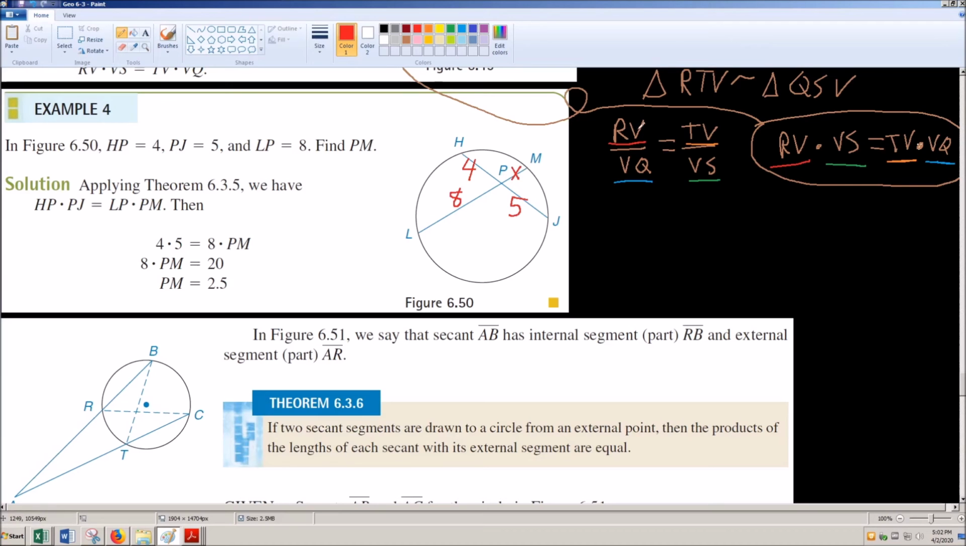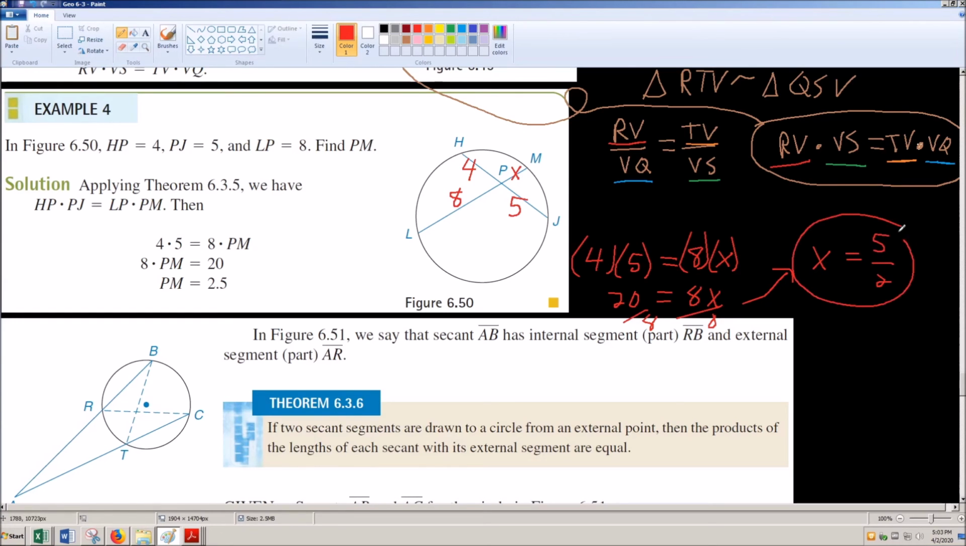So this whole relationship, the thing that I just got from above, just tells me if I do this chunk by this chunk, it's going to equal this chunk times this chunk. That's all it is. Over here I get 20 equals 8x. Divide both sides by 8. And I get my x value equal to 5 over 2. And I'm done. That easy.